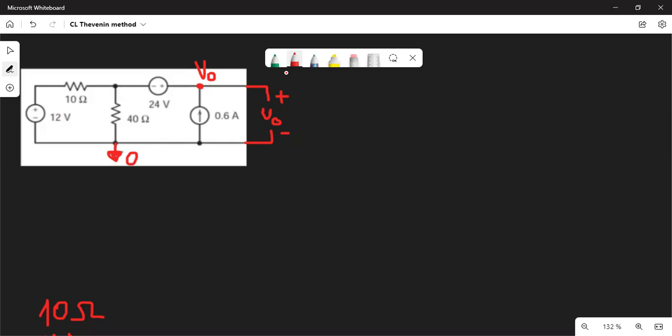Okay. Actually, firstly, let's explain why you've written V0 here, about the 0.6A, because there's no resistance, there's no voltage drop or voltage rise. So that's why we write V0 here, okay? Yeah, let's continue.